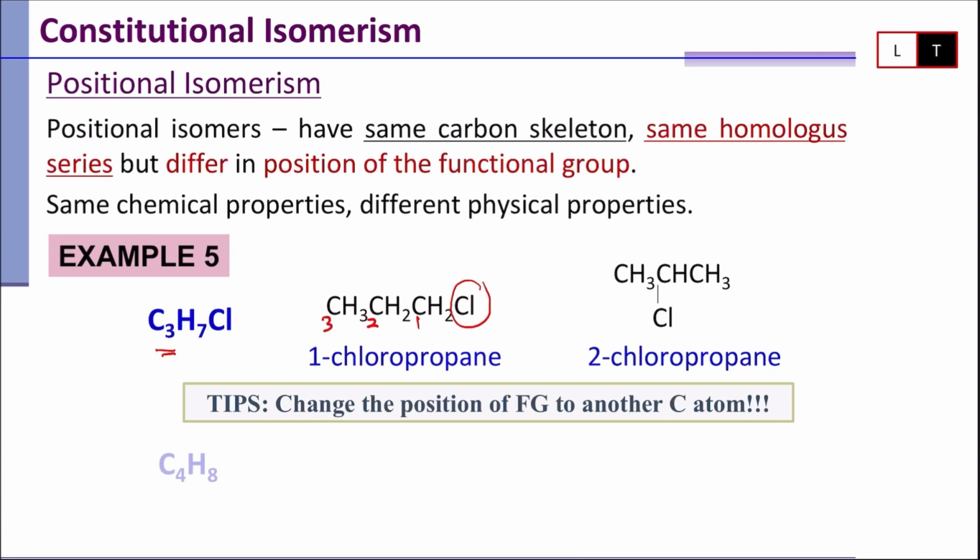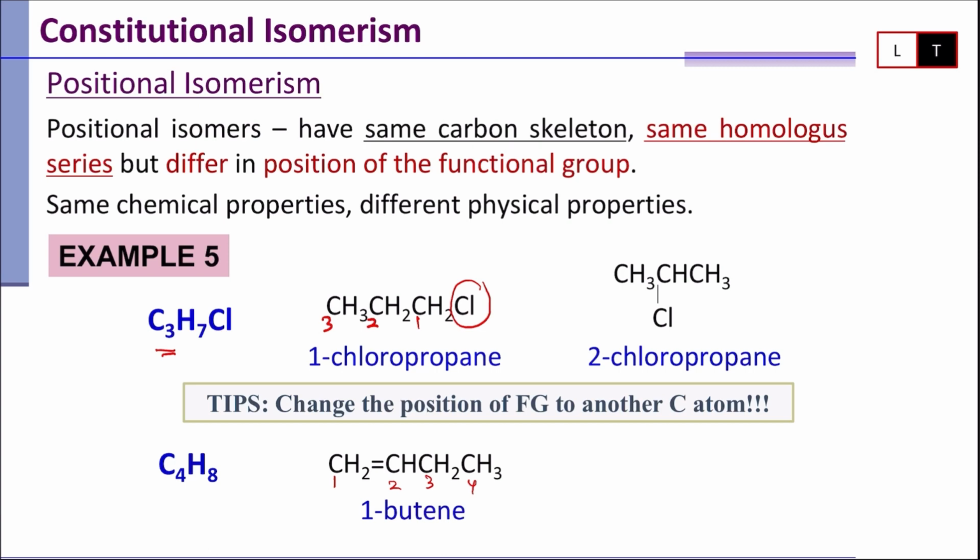Next, kalau saya ada C4H8. So awak kena tahu ini adalah molecular formula for alkene. So as you see here, kalau saya buat alkene, saya akan letak double bond between first carbon and second carbon. So ini saya punya double bond between first and second carbon, namanya adalah 1-butene.